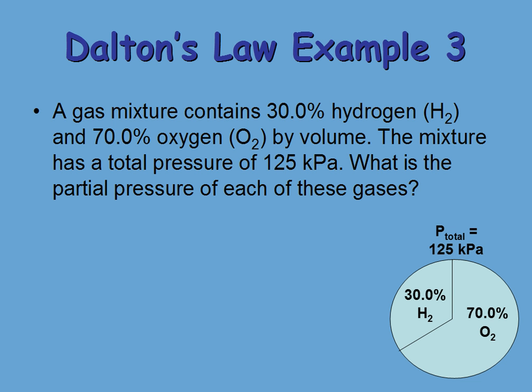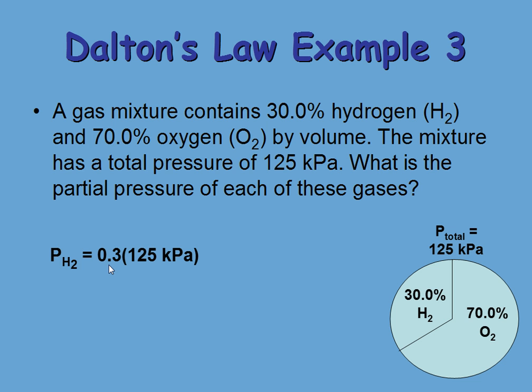So what this is telling us is 30% of that total pressure is coming from hydrogen and 70% is coming from oxygen. So if I wanted to find the partial pressure of just the hydrogen, I would take 30% of that 125 kPa. However, I can't have a pressure of an individual gas that's greater than my total. So you see here that it's not 30, but it's written as a decimal form, 0.3. And that's the biggest difference.